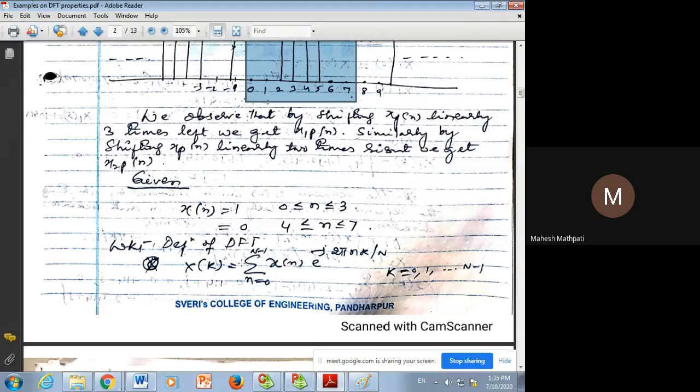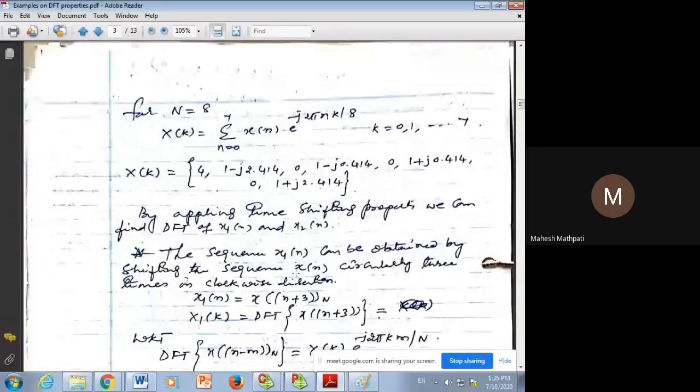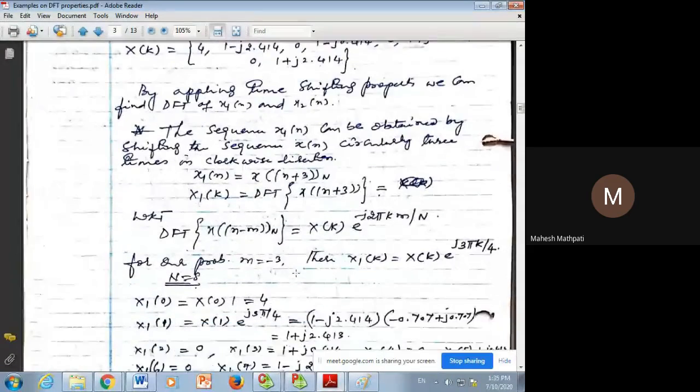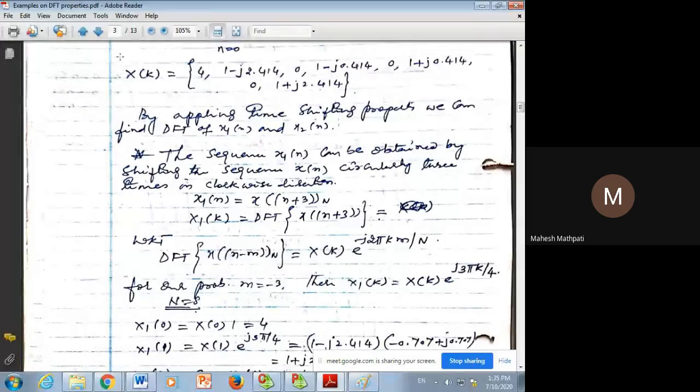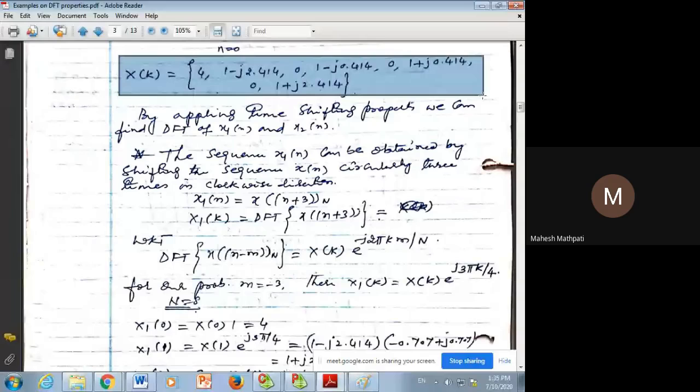Next line, just add. According to the definition of DFT, we can write X of k equals the sum from n equals 0 to n minus 1 of x of n e power minus j 2 pi nk by N, for k equals 0, 1 up to N minus 1. Now I will give you the answer of this, and then we calculate the final answer. Just note down this answer. X of k equals, so this is the answer.